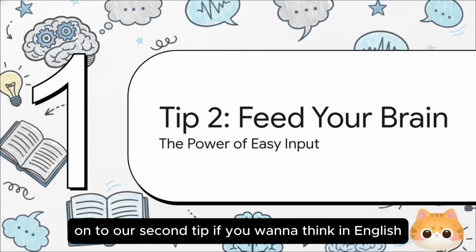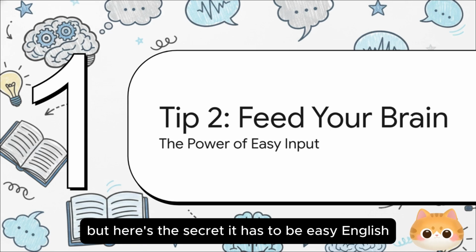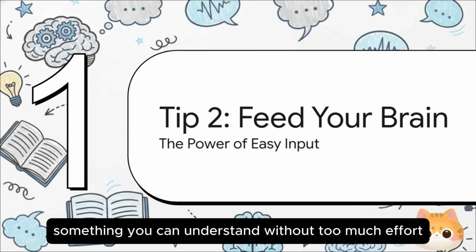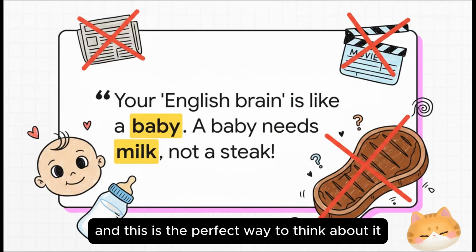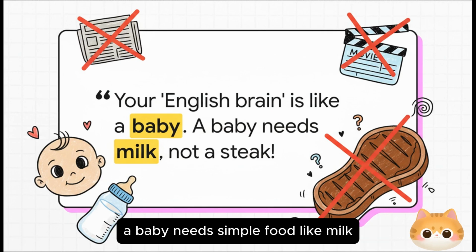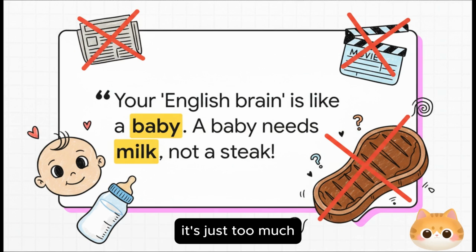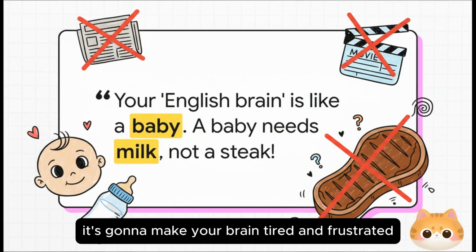If you want to think in English, you have to feed your brain English. But here's the secret. It has to be easy English, something you can understand without too much effort. And this is the perfect way to think about it. Your English brain is like a brand new baby. A baby needs simple food, like milk. A big, difficult steak, like a fast Hollywood movie or a complicated news report, it's just too much. It's going to make your brain tired and frustrated.